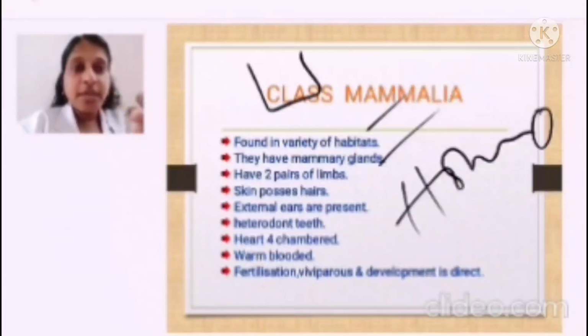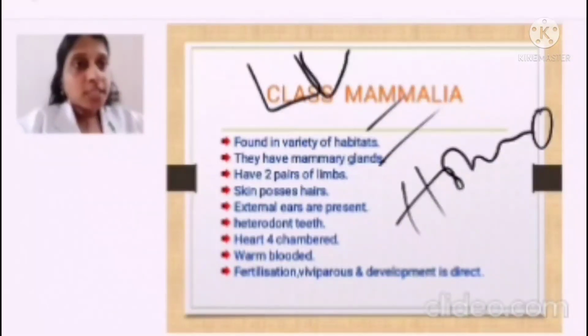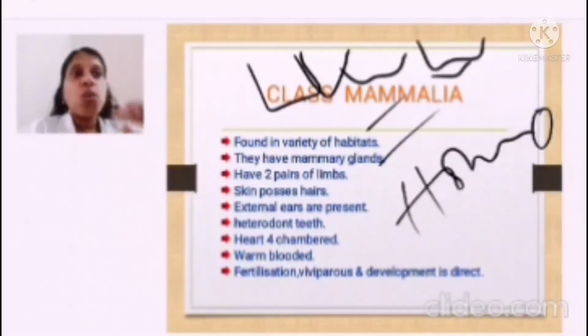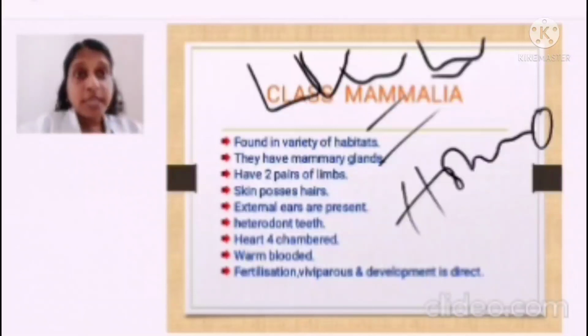Incisors will be like this, right? Canines will be somewhat sharp, right? And then premolars will be like this, and molars, when you see, will be like this. So they have different shapes. That is heterodont. And four-chambered heart, two auricles, two ventricles. And warm-blooded, we have to maintain a constant body temperature. We cannot change our body temperature based on the surroundings.